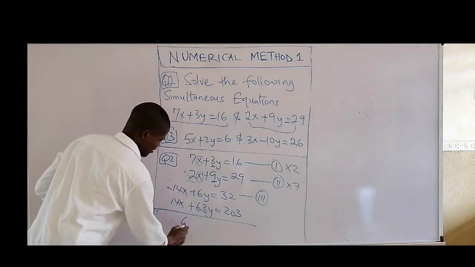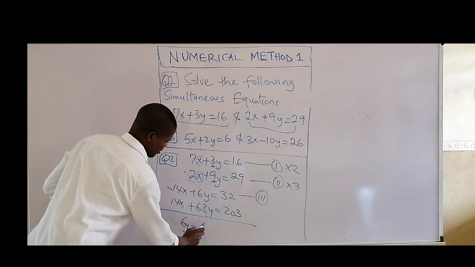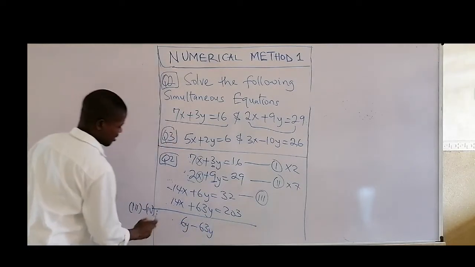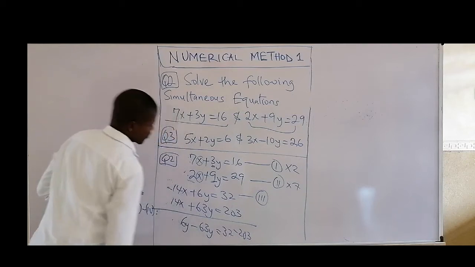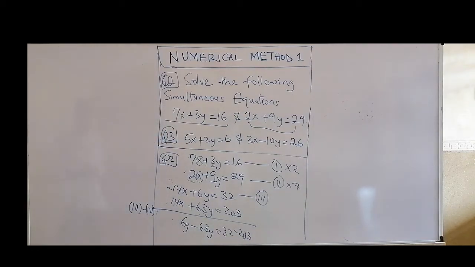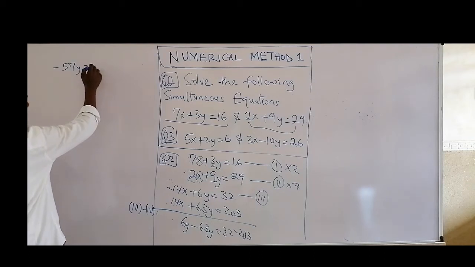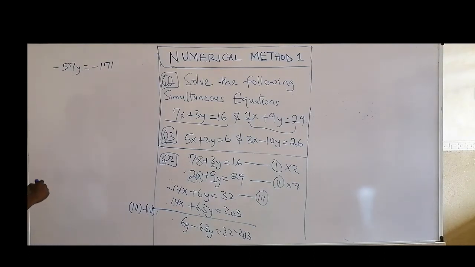This will be 6y minus 63y equals 32 minus 203. 6 minus 63 is minus 57, so that's minus 57y, and 32 minus 203 is minus 171. The minus signs cancel out, so y equals 171 over 57, which gives us 3.